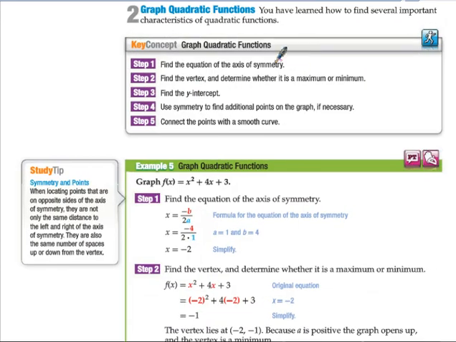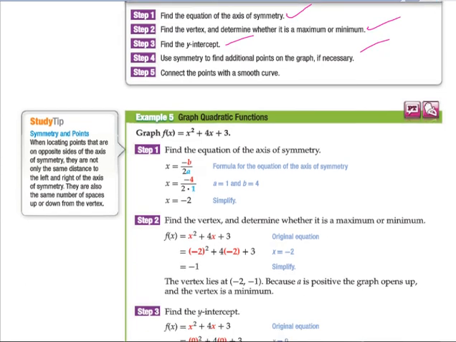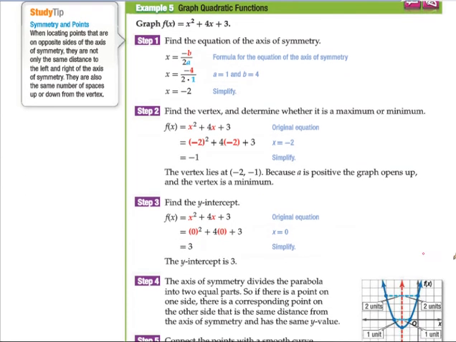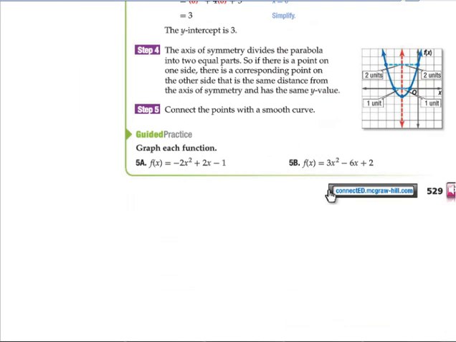So how to graph a quadratic function? First, find the equation of the axis of symmetry. You find the vertex, you find the y-intercept. You use symmetry to find a couple more points if you need to, and then you're going to connect the dots. You just try to graph. You try to find as much as you can.